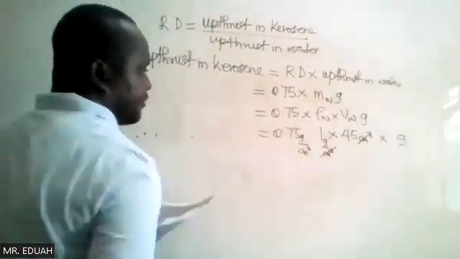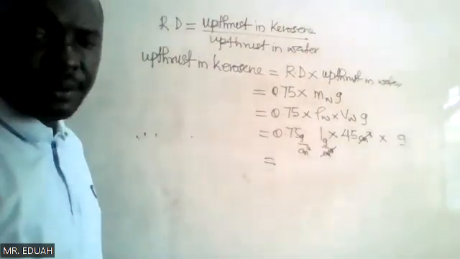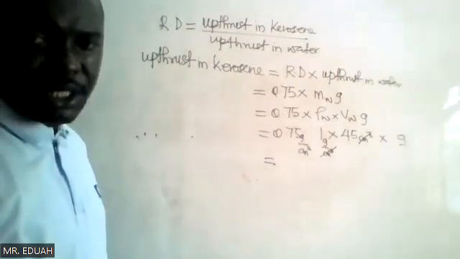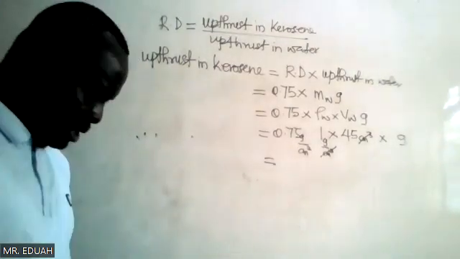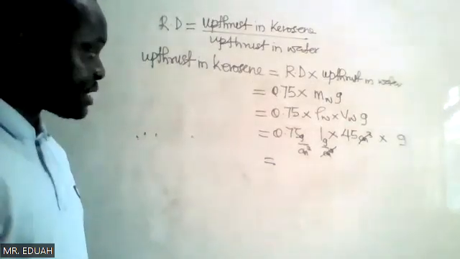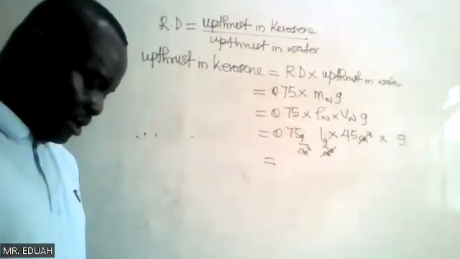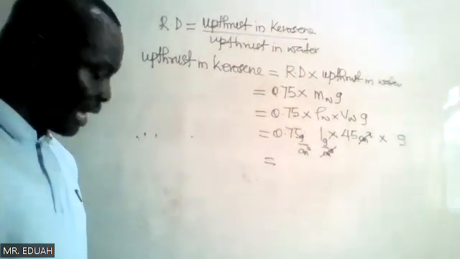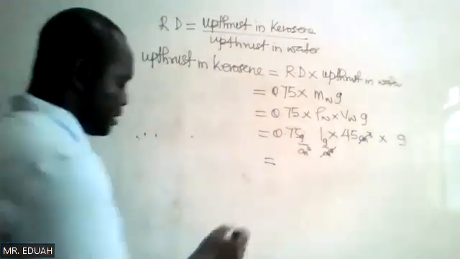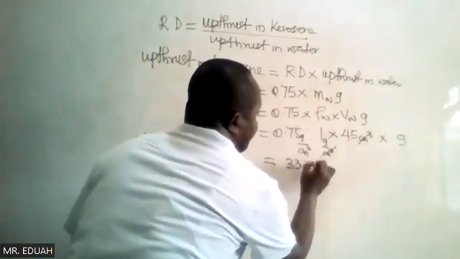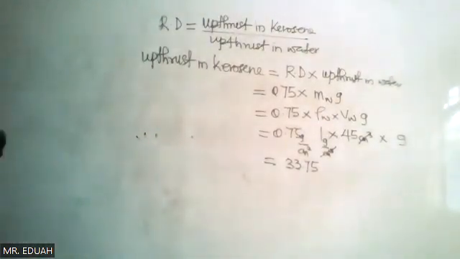Now, let's finish the multiplication here. 0.75 times 45. What is 0.75 times 45? Please do the multiplication for me. Let's not waste time with this, please. 0.75 times 45. 33.75. So this is 33.75.